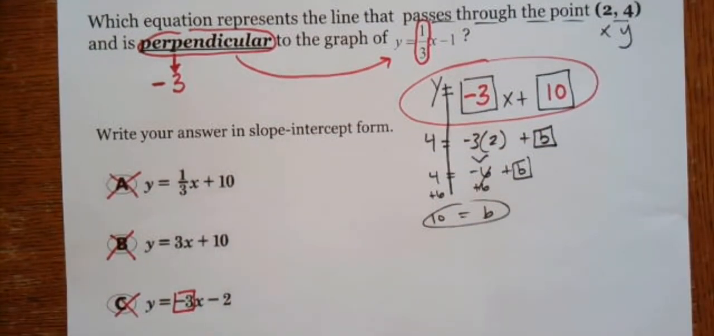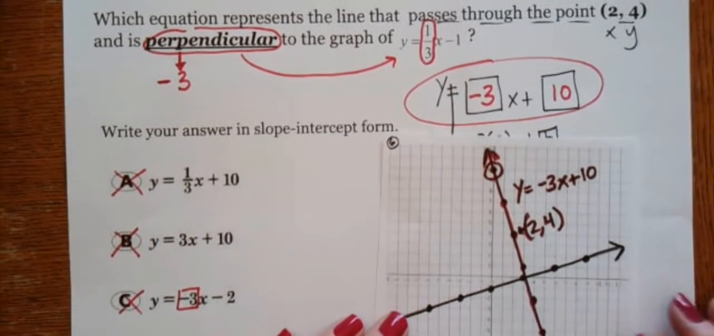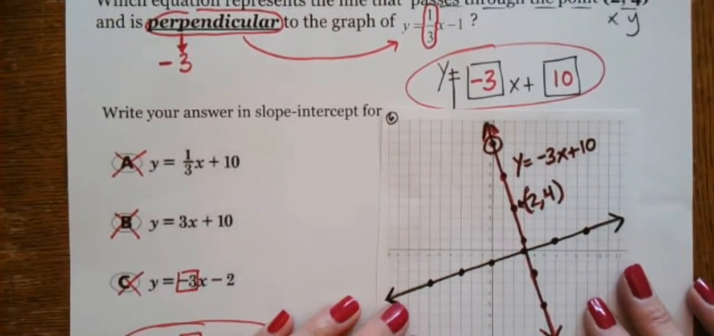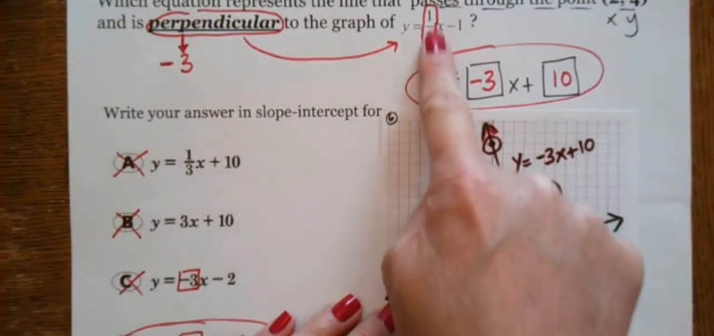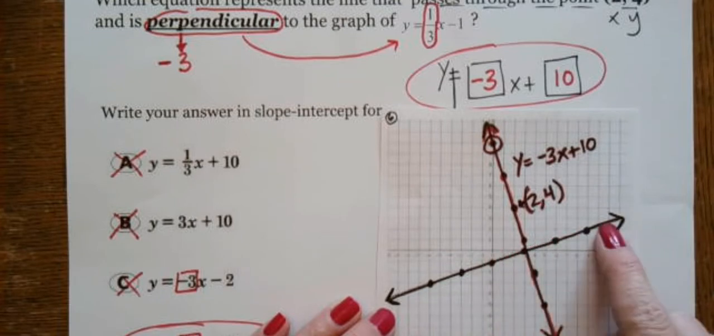Now I want to give you visual people an idea of what we just did. Okay, so here's a graph. The original equation that they gave me was y equals 1/3 x minus 1. So I graphed that right here. It's in black. Okay, negative 1 intercept, 1/3 slope.